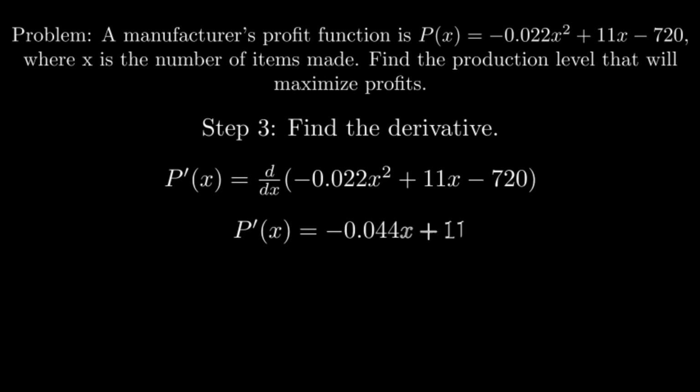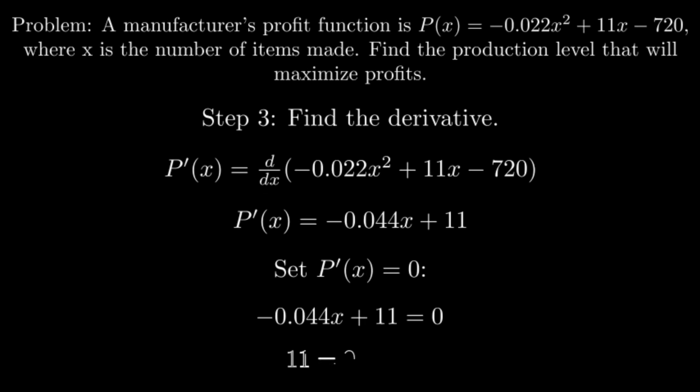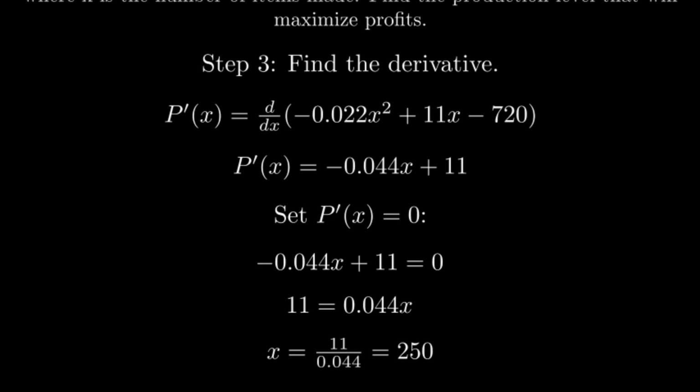Find the derivative of the profit function. The derivative of P of x is negative 0.044x plus 11. Next, we set this derivative equal to 0 to find the stationary point. This gives us 11 equals 0.044x. Solving for x, we get x equals 250.